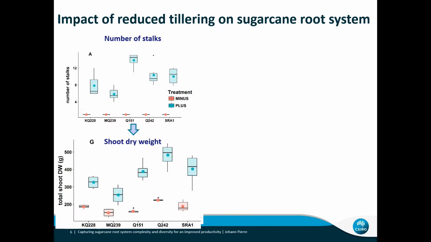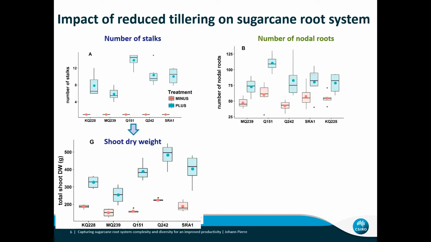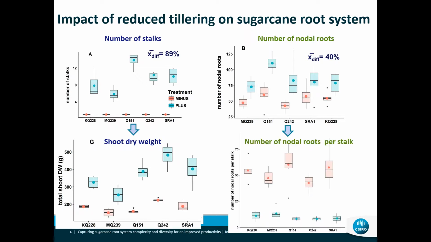And then when we look at the root system of these plants, we observed that the number of nodal roots was different between treatments, but just only in average by 40%. And this was due to a massive increase of the number of nodal roots per stalk in the restricted tillering plant, which had an average of 52 nodal roots per stalk, while in the free tillering plants, the number of roots was only 10.